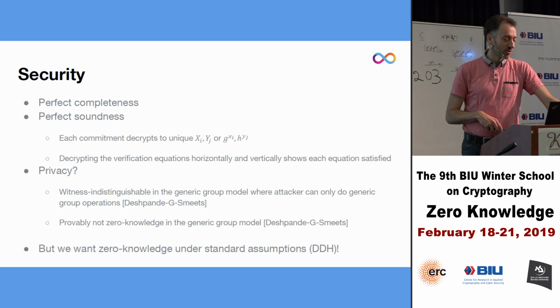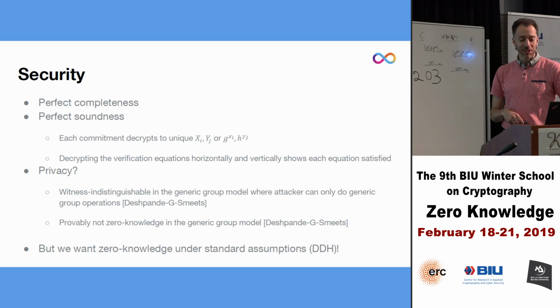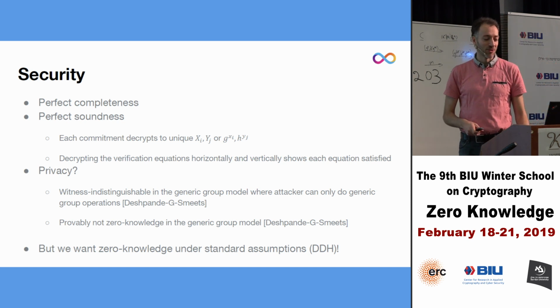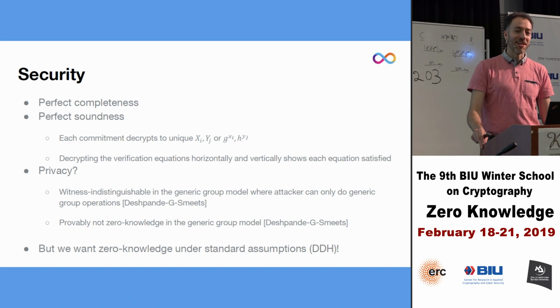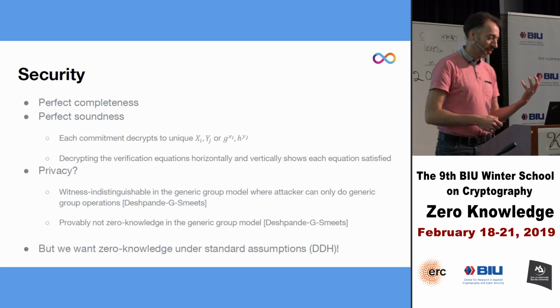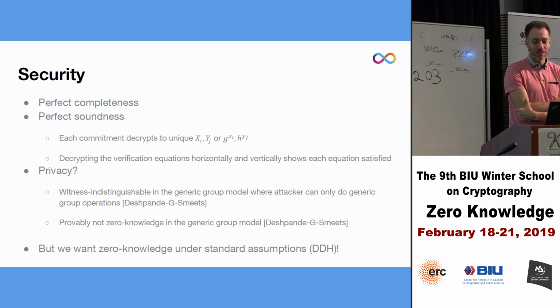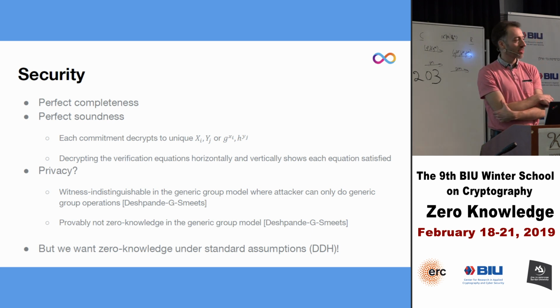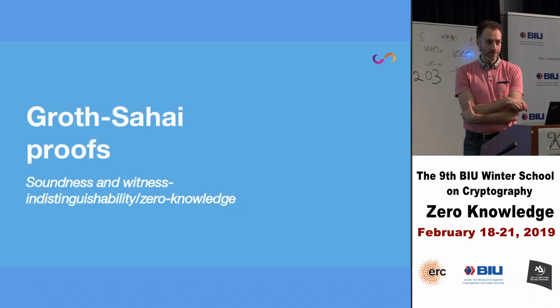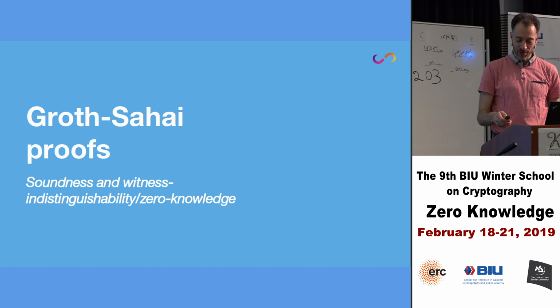And of course, I promised you something stronger. I promised you that I would give you some 0 knowledge. I also promised that I would work on the standard assumption, just DDH. So let's move on to the last part. How do we get privacy and stronger privacy guarantees, and how do we get those on the standard assumptions?